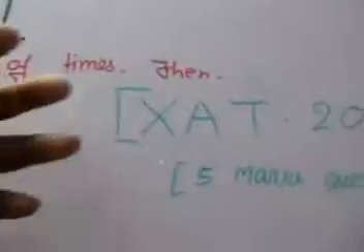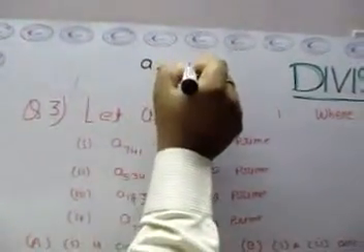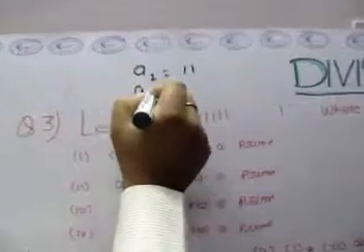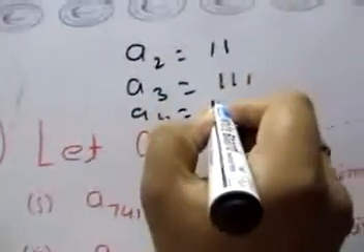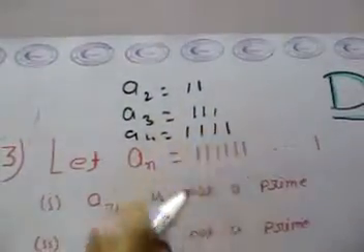Okay, let's discuss a good example of divisibility test. The question is An is equal to 1 1 1 1 1, where 1 occurs n number of times. The question was asked in XAT 2011, and it was a 5 marks question. What is the meaning of this expression? A2 is equal to 1 occurring 2 times, or 11. A3 is equal to 111. A4 is equal to 1111, and so on.